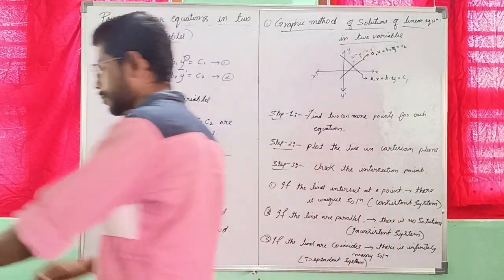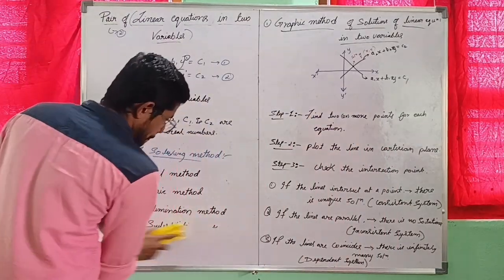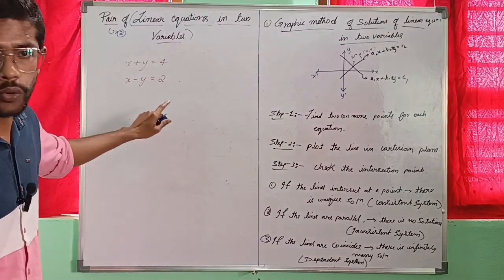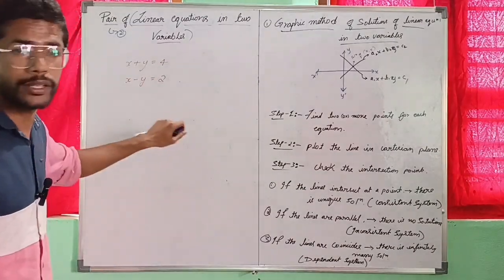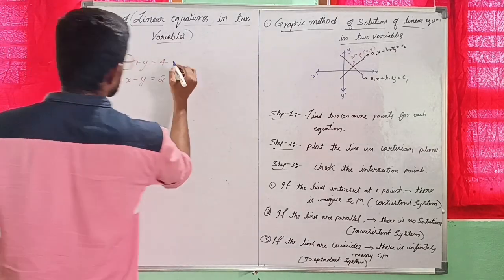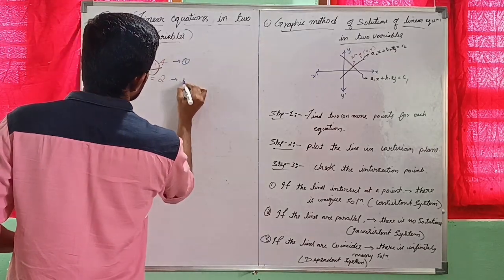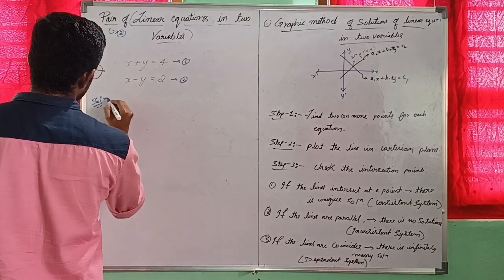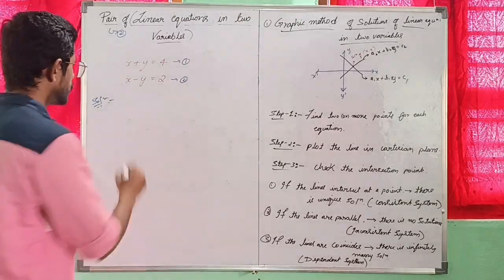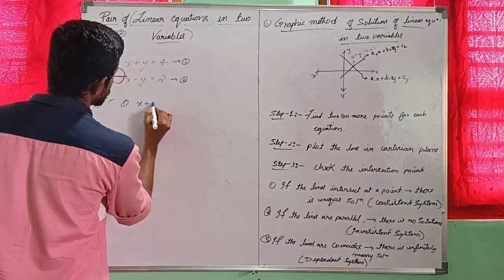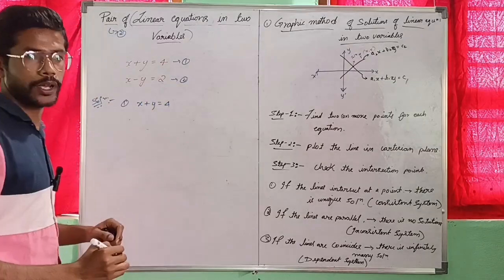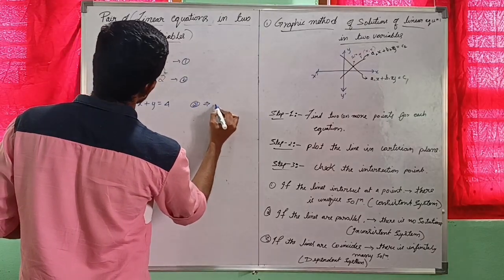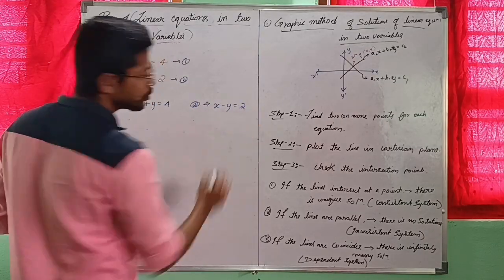Let us take an example: x plus y is equal to 4 and x minus y is equal to 2. I will take this as equation 1 and this as equation 2. The solution is, equation 1, x plus y is equal to 4, and equation 2 is x minus y is equal to 2.